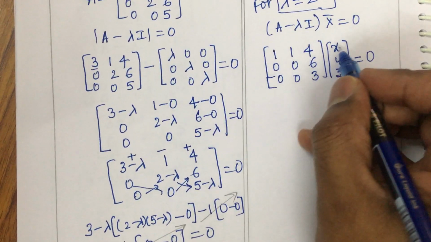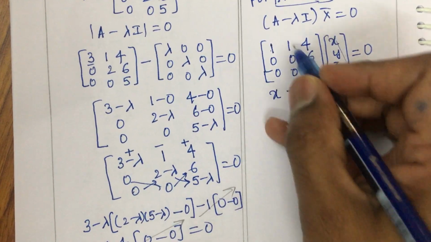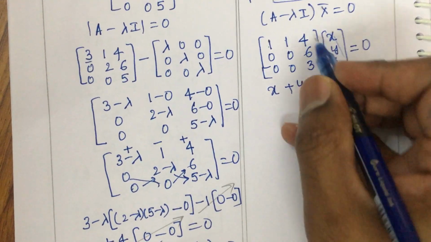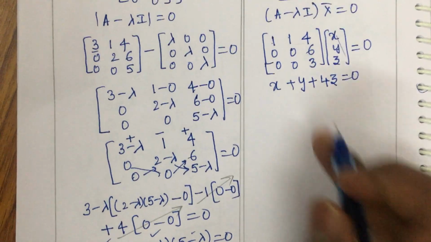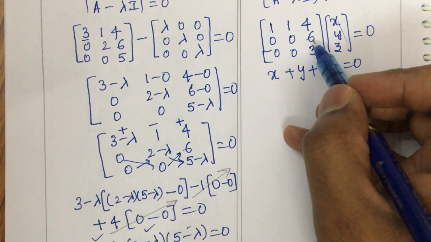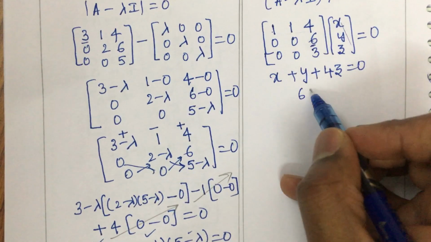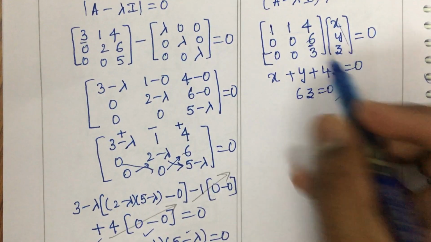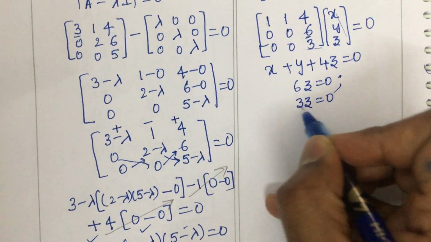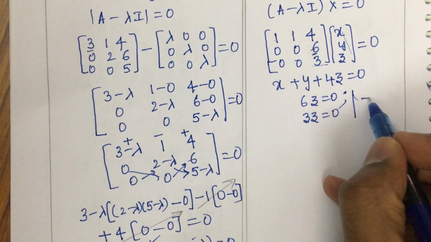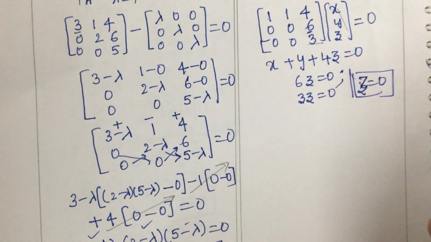So 1 times x, row multiplied by column, isn't it? 1 times x is x, plus 1 times y is y, plus 4 times z, that is 4z, equals 0. And if you look at the next row, the second row, this is 6 times z equals 0, and the last row, 3 times z equals 0. That means from these two equations I can say that the z value equals 0.